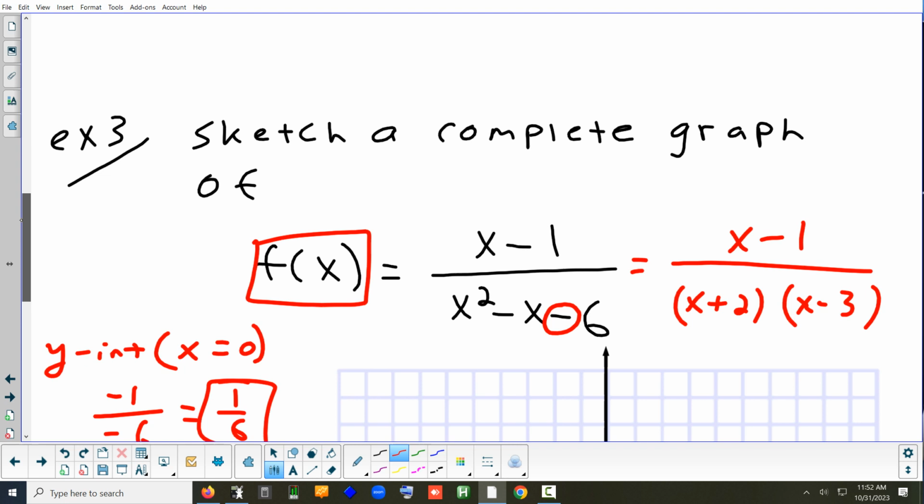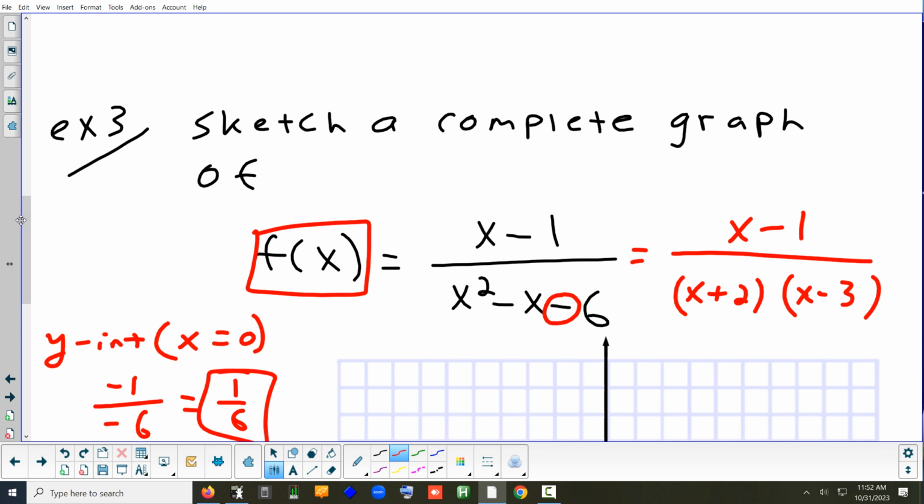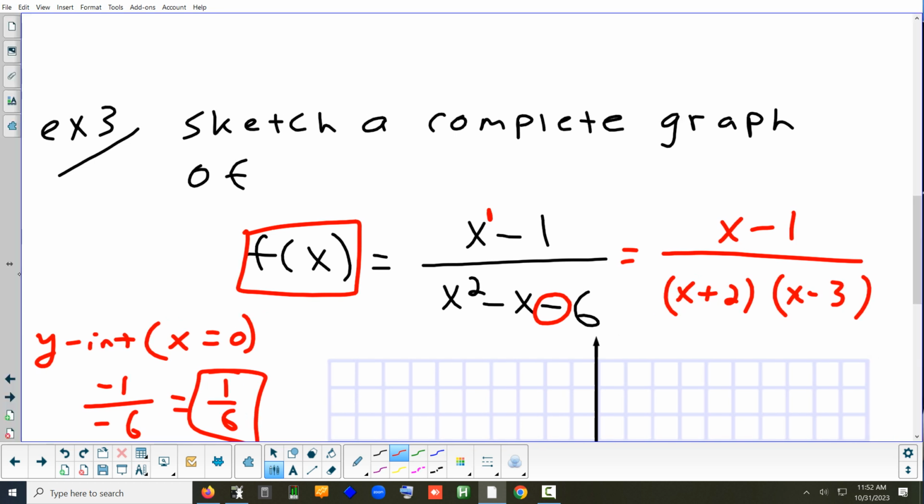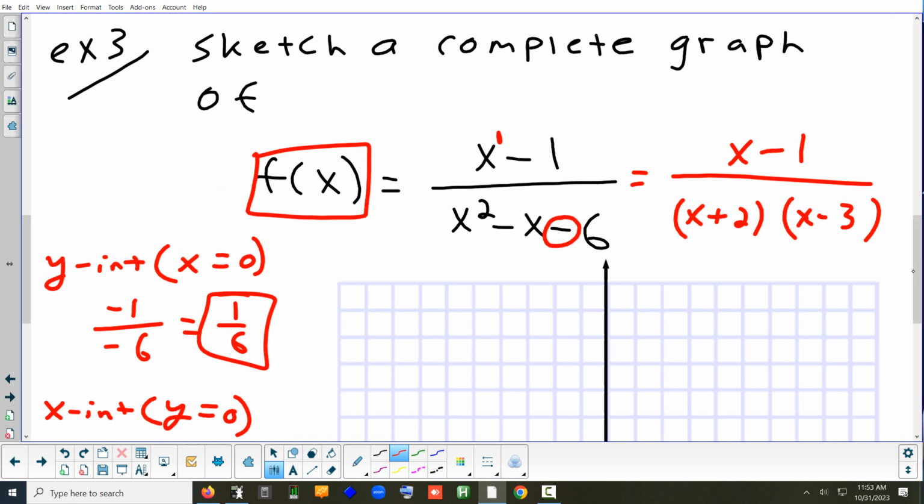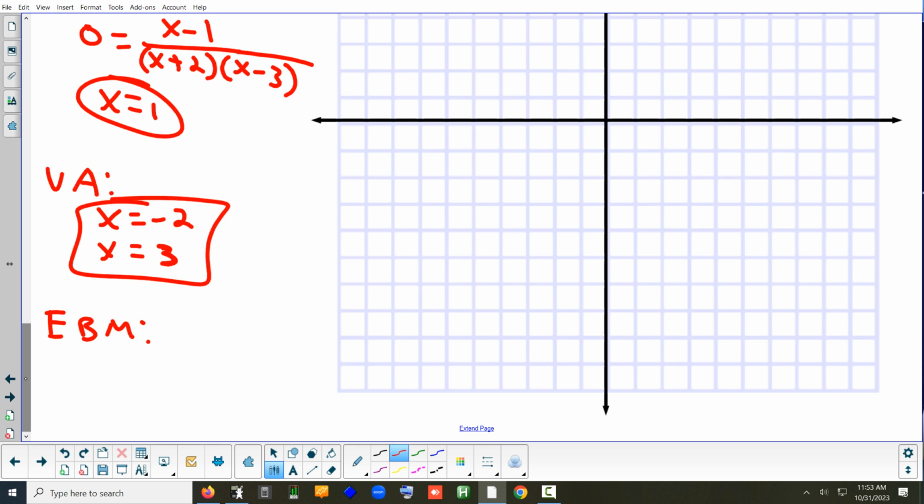What's the highest degree term in the top? X. Okay, x. 1 is a constant. That's degree 0. X is degree 1. So highest degree term, x. And what about the highest degree term in the bottom? X squared. Okay, so x over x squared. Yep. And what does that reduce to? 1 over x.